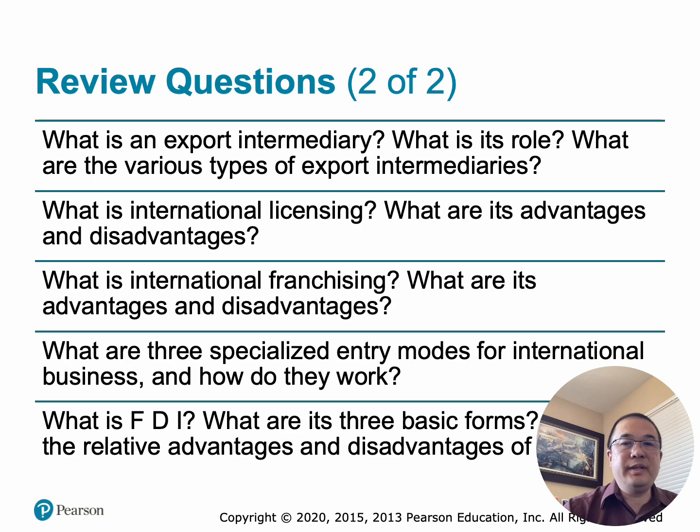Number 4, what are 3 specialized entry modes for international business? A, contract manufacturing. A company hires a foreign manufacturer to produce goods. The benefit here is lower production costs. B, management contracts. One company provides management expertise to another. So an example would be a hotel chain managing a foreign-owned hotel. The benefit would be generating income without large investments.